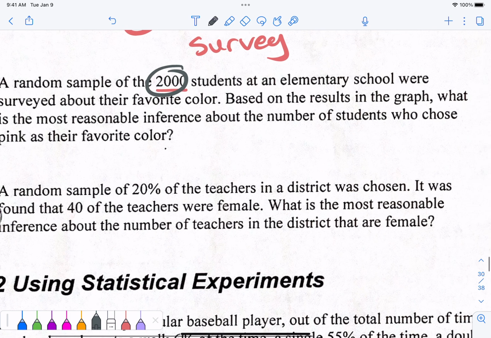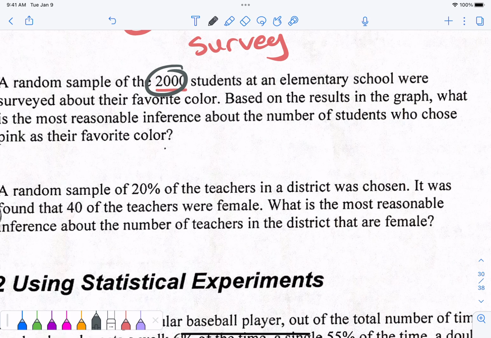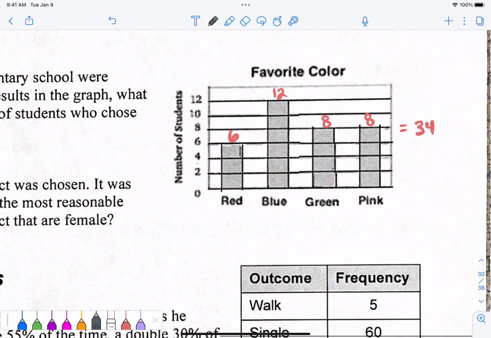Based on the results in the graph, what is the most reasonable inference about the number of students who chose pink as their favorite color? All right. So let's talk about pink.